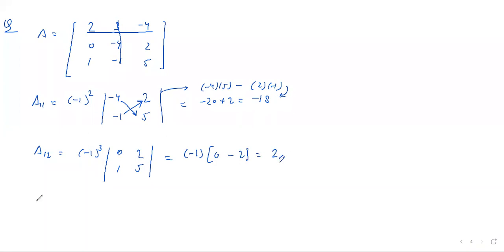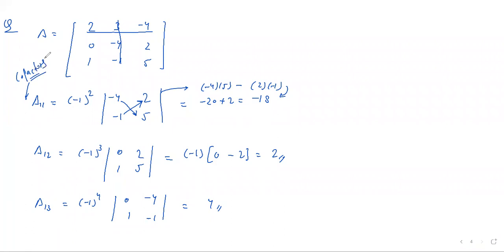Okay, and what is the minor for A13? For that, it would be minus 1's 1 plus 3, that is 4, and the minor for the 1, 3 position, that is 0, 1, minus 4, minus 1, that is equals to 4. So we have found out the minors for A11, A12, A13. Sorry, these are not the minors, these are the cofactors. We have found out the cofactors for them.